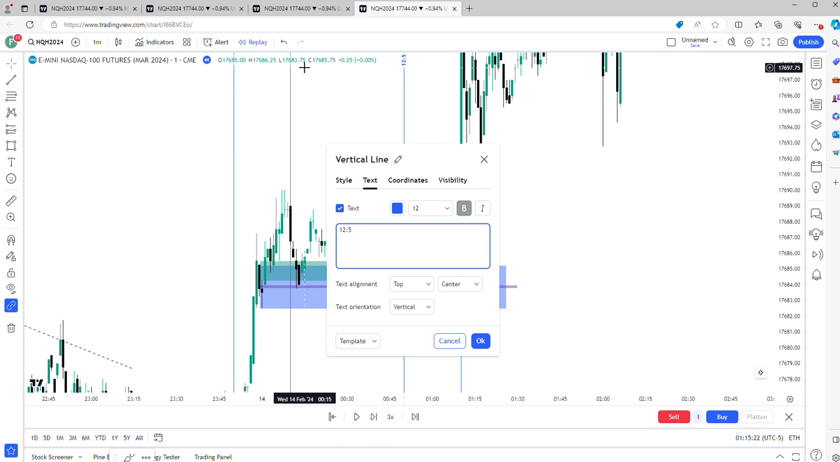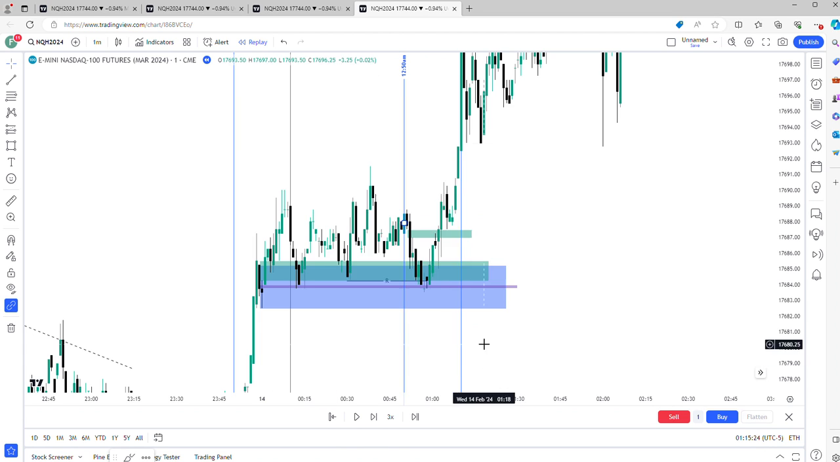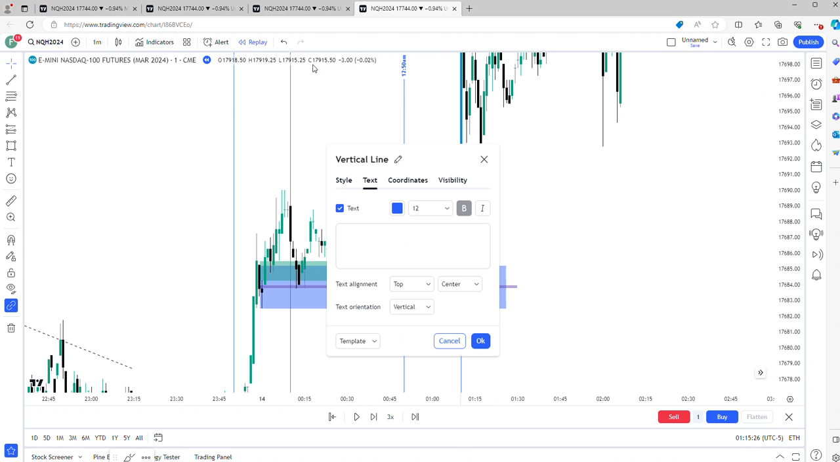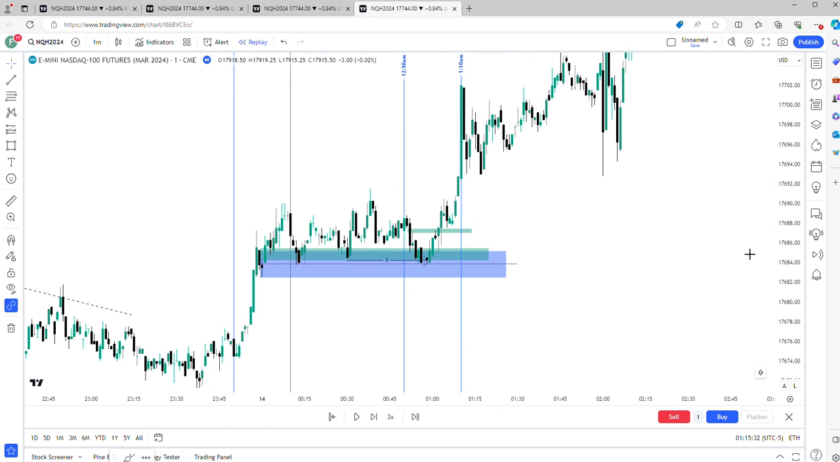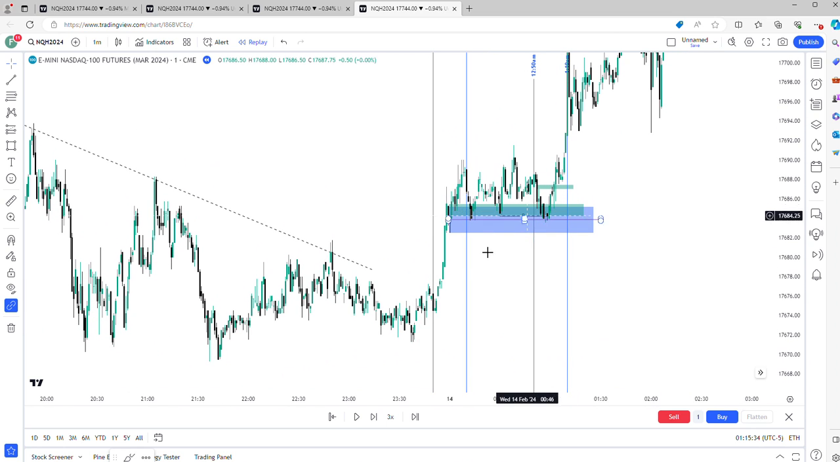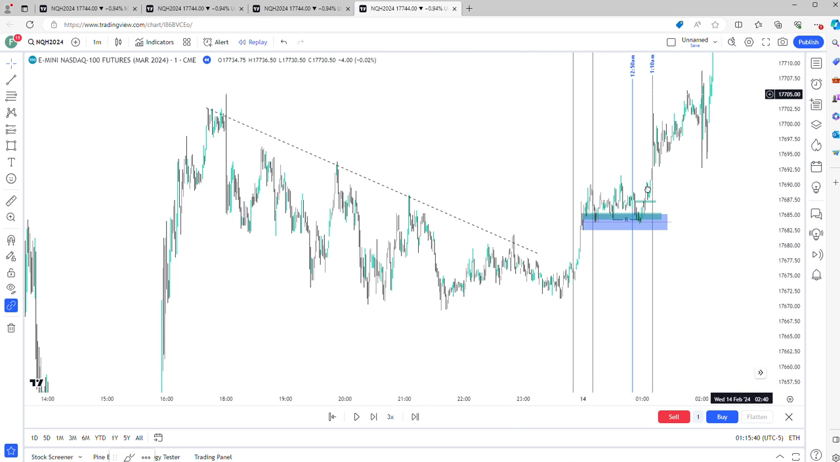So this is 12:50 a.m. to 1:10 a.m. So just so you can see, notice how price action repeats itself. On this particular day, the previous macro had the initial run up, and the 12:50 to 1:10 a.m. macro actually delivered price for the second time.